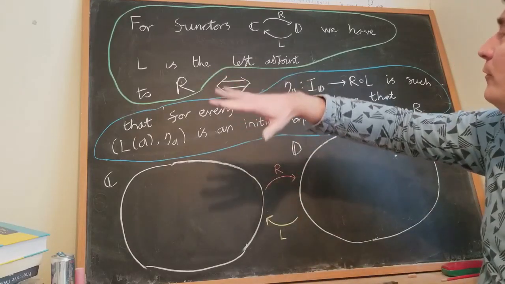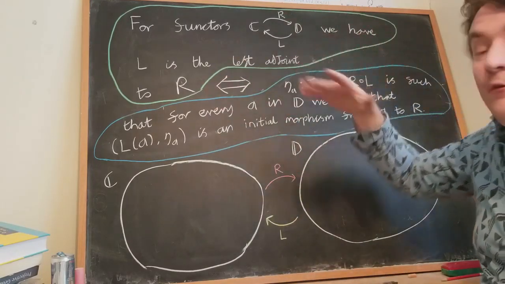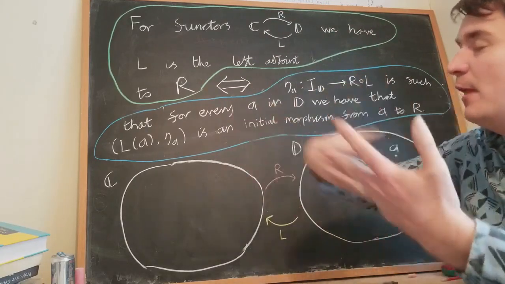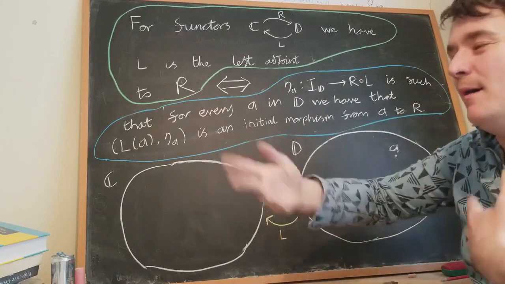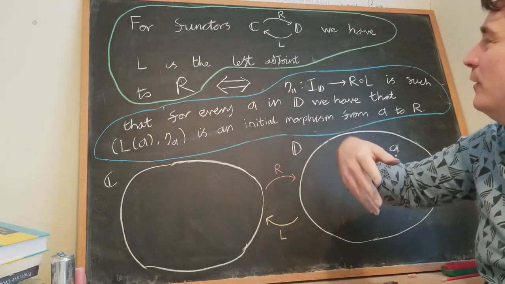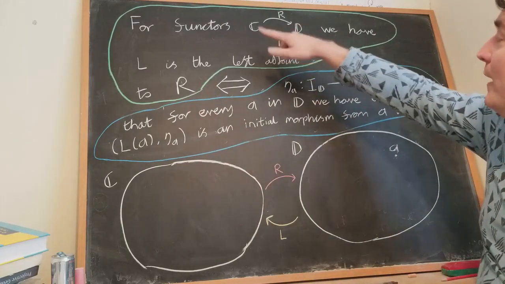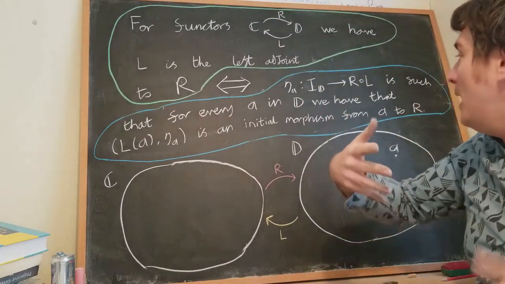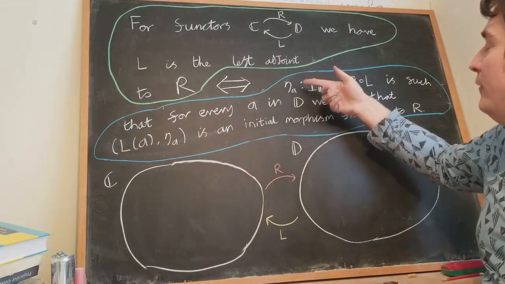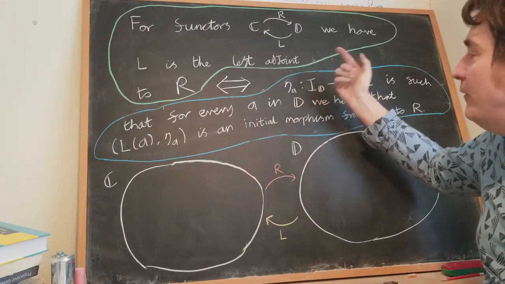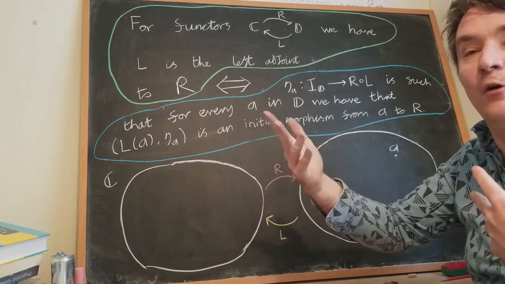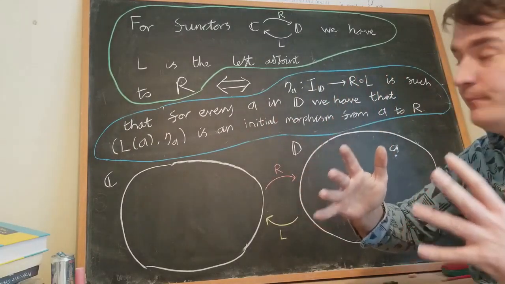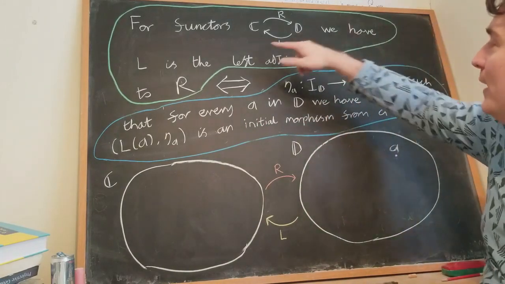So now we've seen one definition of adjoint functors. Let's look at another one that's sort of like a dual definition. So it's an equivalent definition. So we've got the same setup as before. And in this definition, we're going to have a look at this eta again. And this is the same eta that we saw before, but now we're going to make our definition centered upon it.